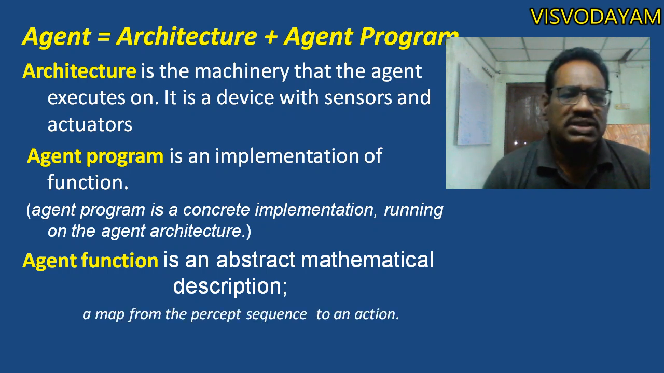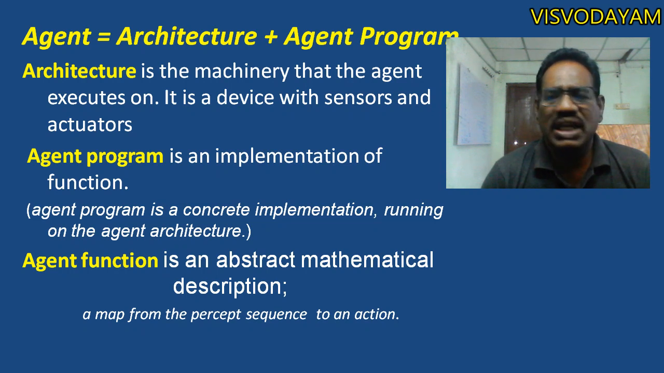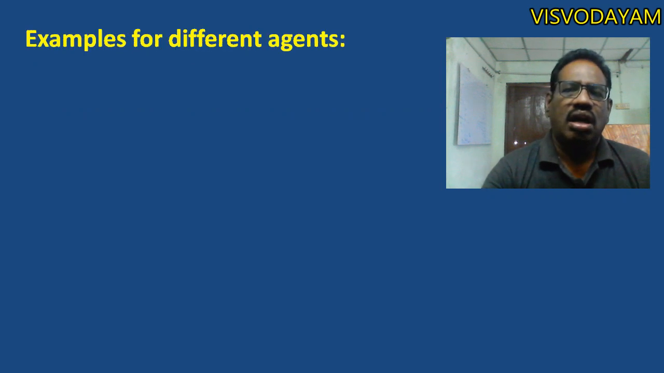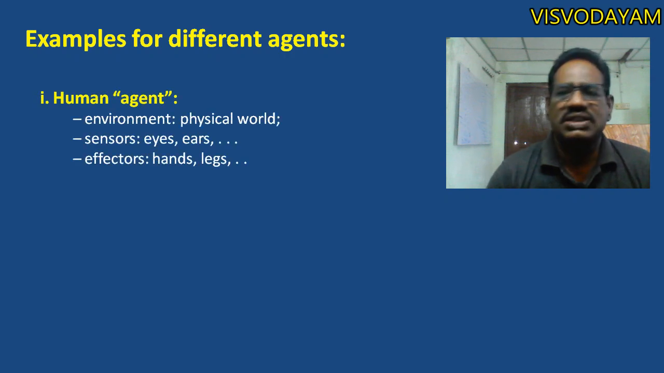And the agent function is a map from the percept sequence to an action. So, from a programming background, the agent program depends on the agent function. Now we'll take some examples of agents. Suppose we take a human agent.